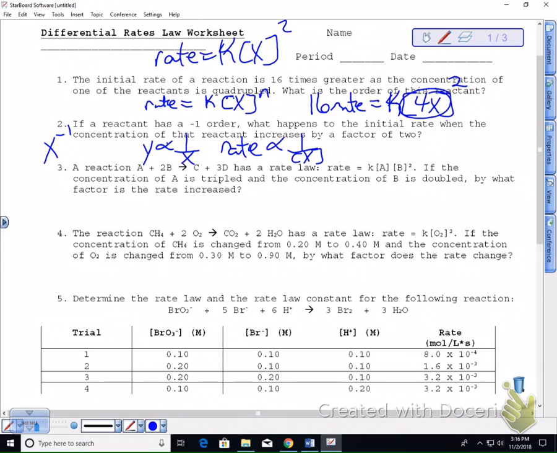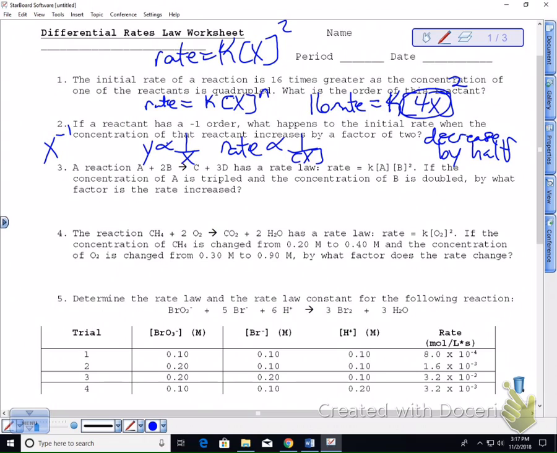And so if I double, let me read it again. What happens to the initial rate when the concentration? So if I double the concentration, the rate is going to decrease by half. So divide by 2.